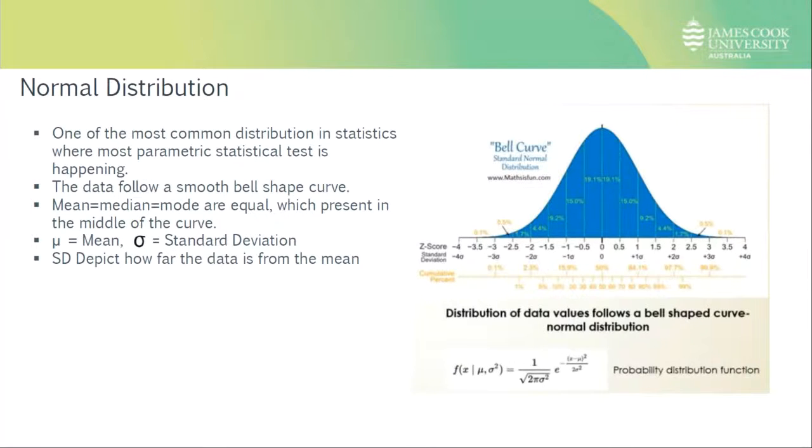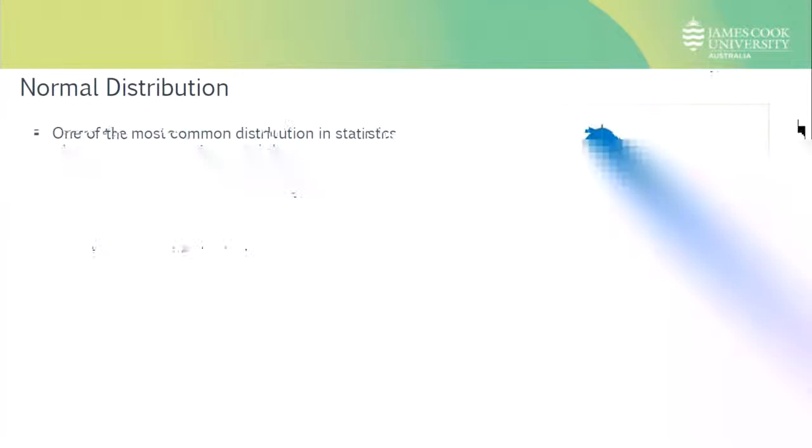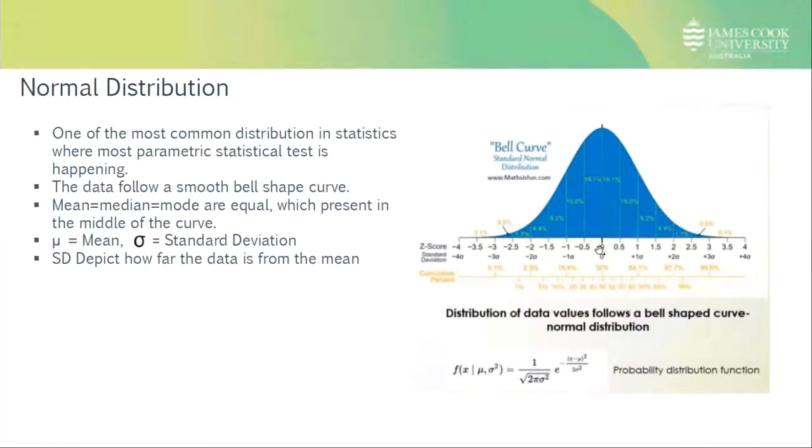Basically, the normal distribution is a smooth, bell-shaped curve, and the data follows the smooth way. At the middle position, when we define it as the zero position, the median, mean, and mode are equal, all present in the middle. We define mu as the mean and sigma as the standard deviation. And standard deviation means how far the data is from the mean.